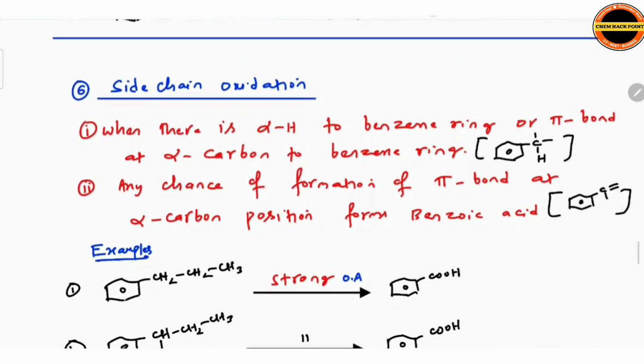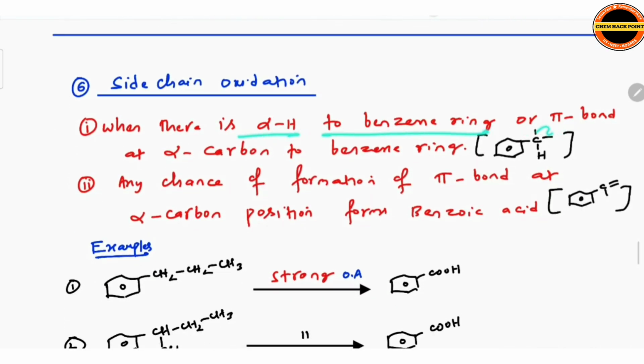Okay. Side chain oxidation. This happens when there is alpha hydrogen to the benzene ring, or a pi bond at the alpha carbon with respect to the benzene ring. Like this one, alpha carbon with respect to the benzene ring. Is there any chance of formation of a pi bond at the alpha carbon position from benzoic acid? See here, one more. Here too, is there any chance of formation of a pi bond at the alpha carbon position from benzoic acid?